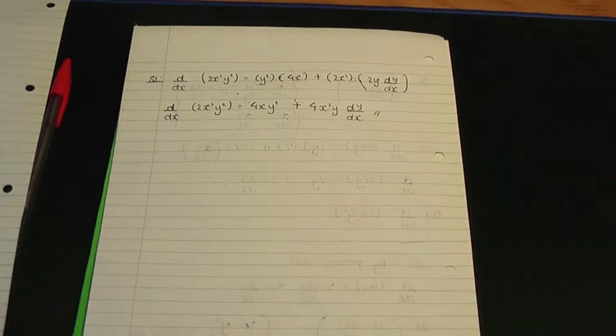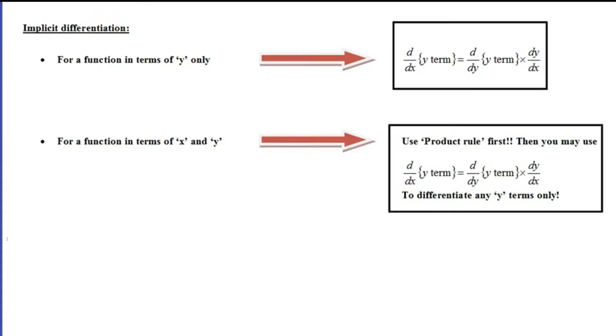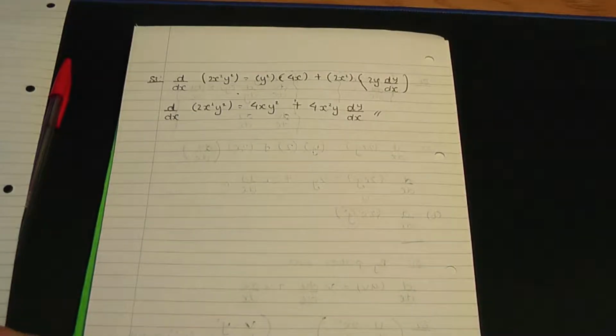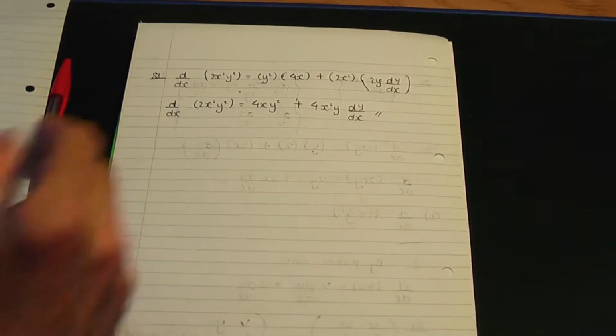Hi there, in the previous video I went through and explained implicit functions, and I also went through two notes. One of the notes is how to differentiate a term involving y only, and the second is how to differentiate a term involving both x and y. If you haven't watched that video, I would encourage you to watch it. Okay, so I'm just going to continue from where I left off.